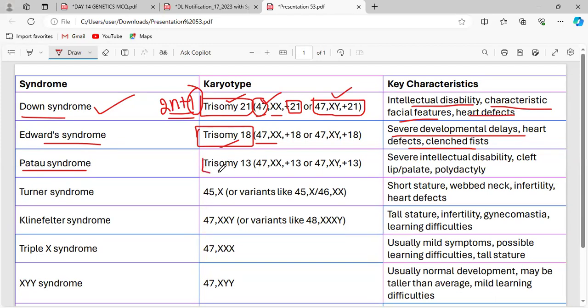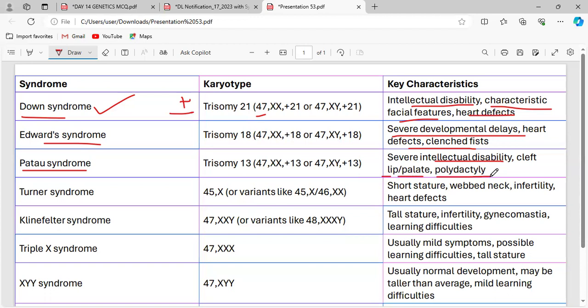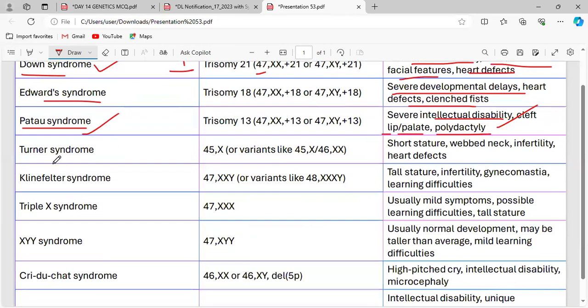Patau syndrome has trisomy 13. See, trisomy is also important, and which chromosome, the place of the chromosome, is also an important thing. And intellectual disability once again, and cleft lip or palate, polydactyly. This is the condition we can see in persons with Patau syndrome.